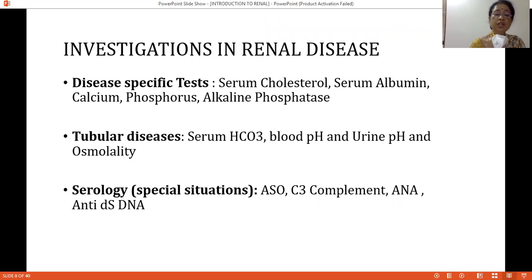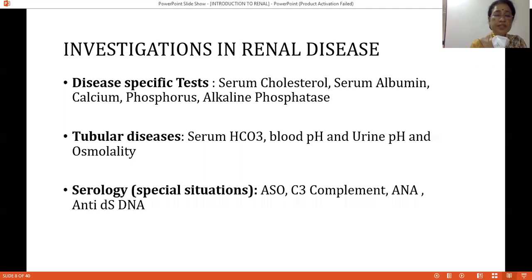Next are disease specific investigations that you have to do. If it is glomerular disease, so you have the nephrotic syndrome, then you have to go for serum cholesterol, serum albumin, then calcium, phosphorus, alkaline phosphatase. All these investigations you have to do. This is related to glomerular specific disease, whether it is acute nephritis or nephrotic syndrome. So accordingly, you have to go through the investigations. If it is a tubular disease arising from the tubules, then you have to do bicarbonate level, blood pH, then urine pH, then osmolality. All these you must do.